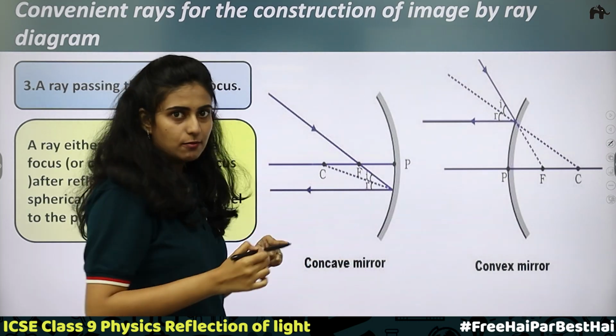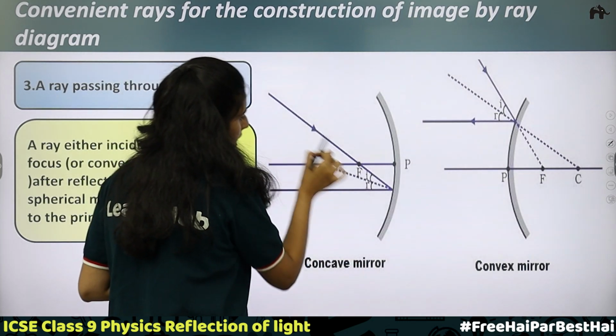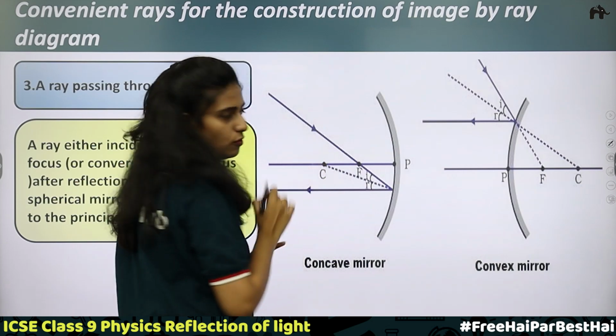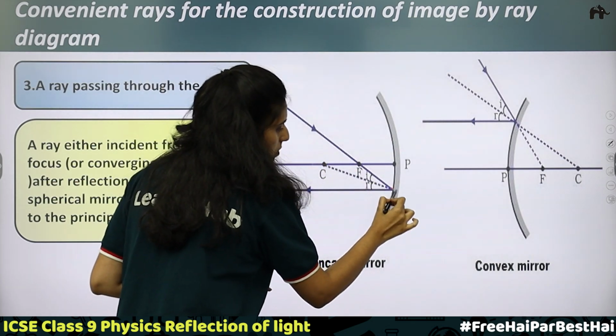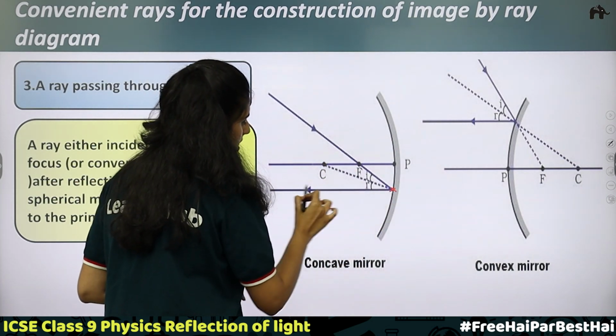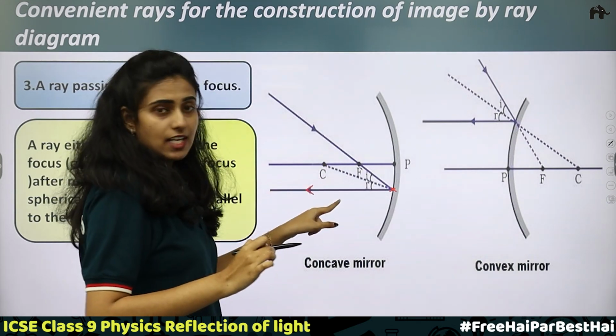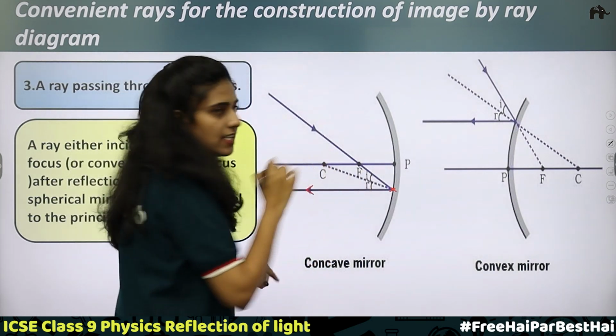Take the case of a concave mirror. Here you can see this is the incident light ray which is passing through the focus. This is the point of incidence. After reflection, you can see the reflected ray, and this reflected ray is parallel to the principal axis.